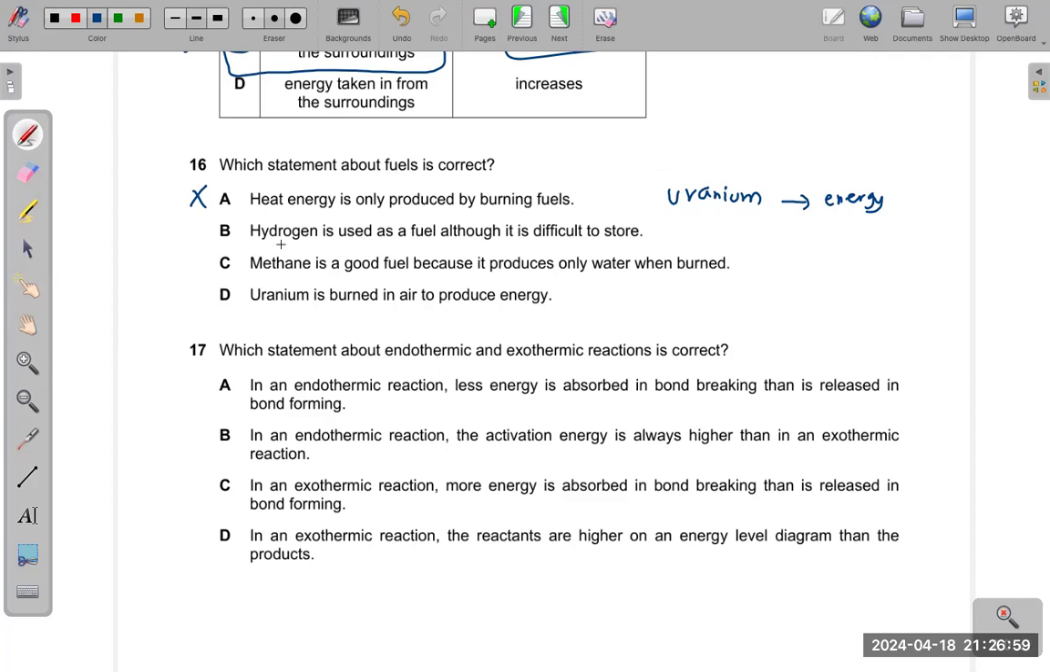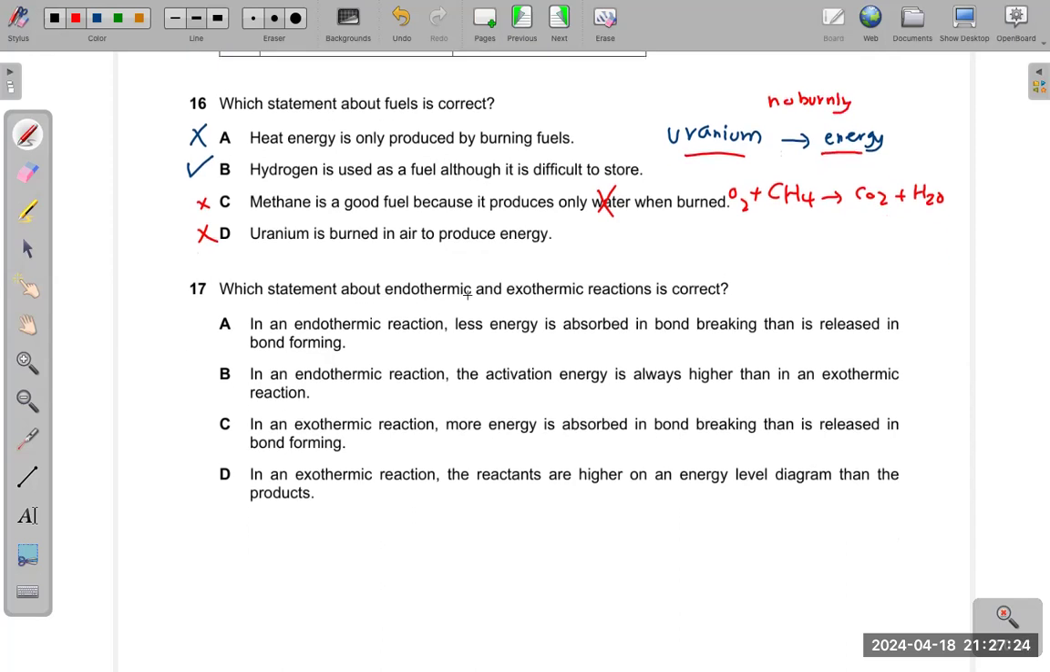Hydrogen is used as a fuel, although it is difficult to store. Yes, that's correct. Methane is a good fuel because it produces only water. Is that right? Of course not, methane gives me carbon dioxide and water, so it's not only water. That's wrong. And uranium is burned in air to produce energy. We just said that uranium gives energy without any burning.